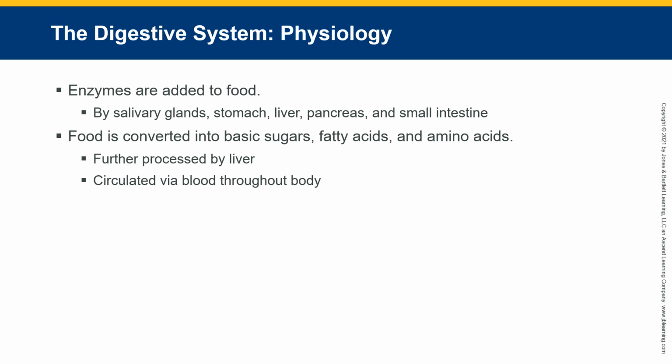So physiology here, your stomach gets stuff added to it. These enzymes are added by your salivary glands, the stomach, the liver, the pancreas, the small intestine. And then we use these enzymes to break down food into sugars, fatty acids, and amino acids. This is further processed by the liver and then circulated via blood throughout the body.